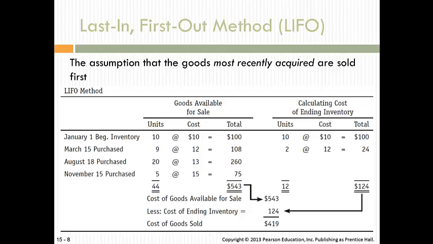If we subtract that from cost of goods available for sale, we get cost of goods sold of $419.